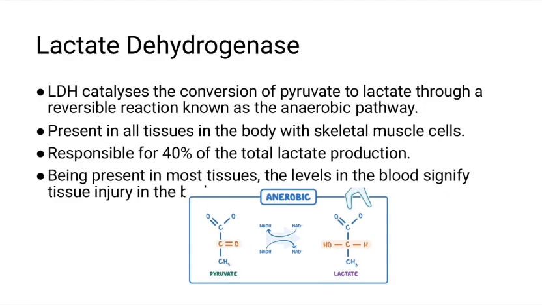Lactate dehydrogenase, as we have already discussed, catalyzes the conversion of pyruvate to lactate through a reversible reaction. It is called the anaerobic pathway. This enzyme is present in almost all the tissues of the body and in skeletal muscles, which are responsible for 40% of the total lactate production in the body. Being present in most tissues, its levels in the blood signify tissue injury and the basis of the disease.